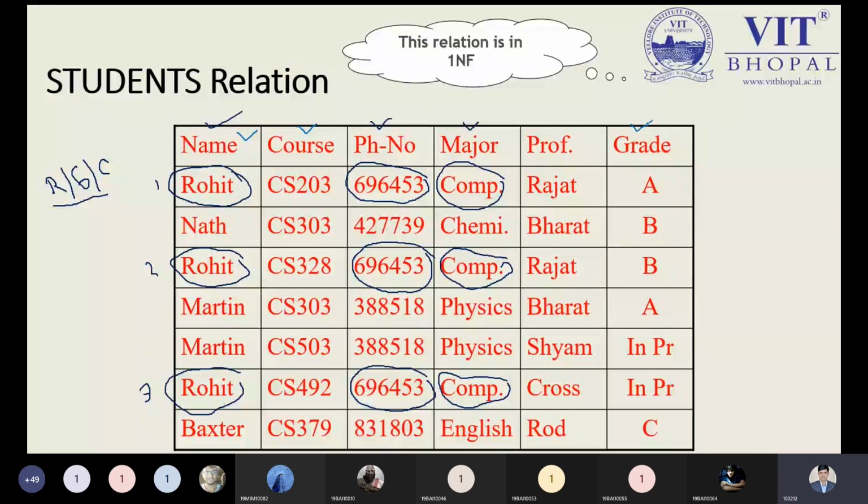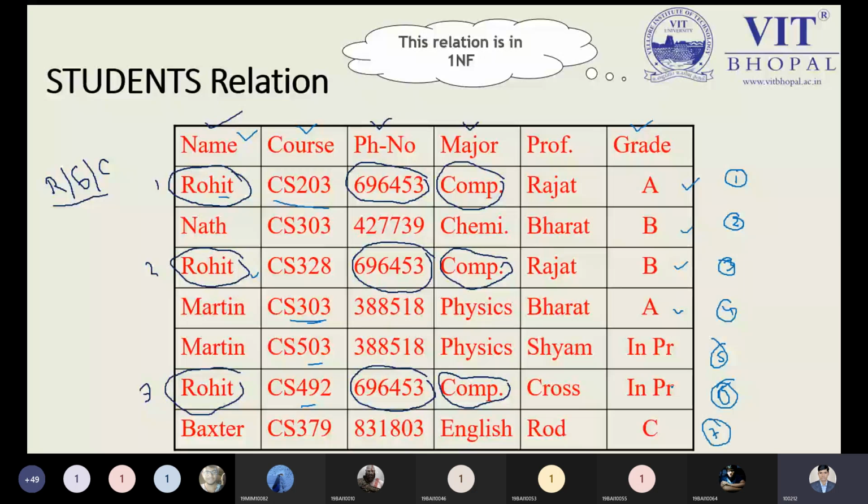Name, course, and grade. See, Rohit, who has opted the course CS203, got the grade A. So this is one tuple. Next, Nath, CS303. This is the second. And next we have Rohit again, but he has a different course, CS328, and we have the B. So this is the third. Now Martin got the grade A, so this is the fourth. Now Martin has a different course, in progress, so 5. And Rohit has a different course other than CS203 and CS328, in progress grade, so 6. So after seeing all these things, we have 7 different tuples.